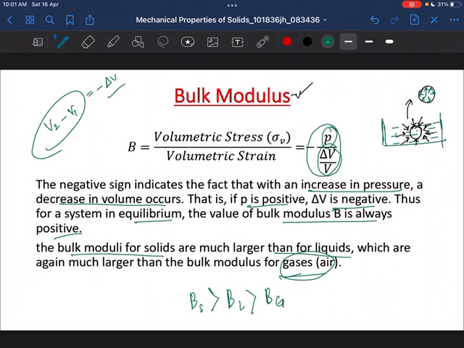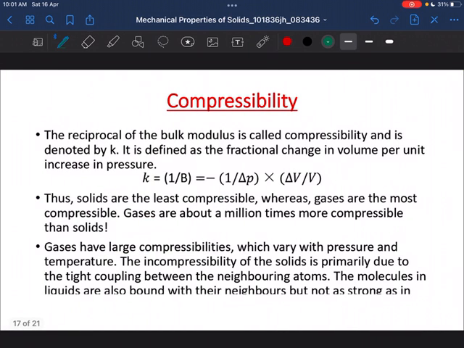Now from the bulk modulus we have another thing which we come across, which is compressibility. Compressing something basically means we are applying force in every single direction like this.